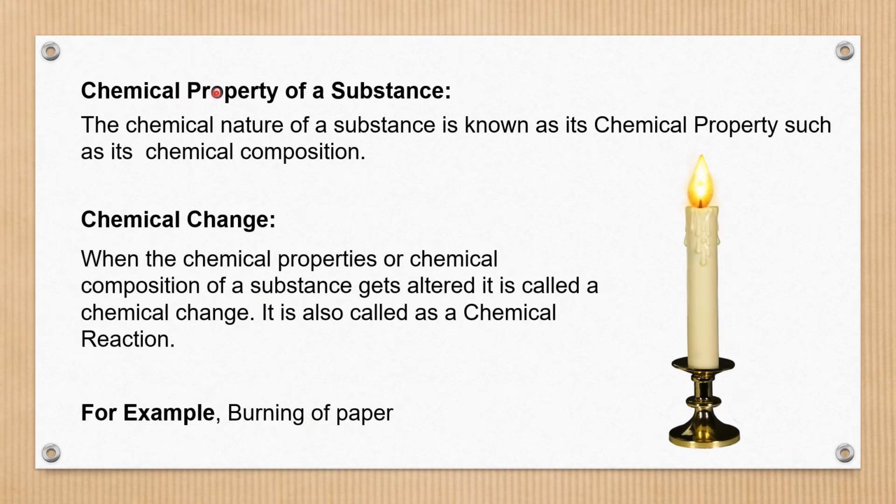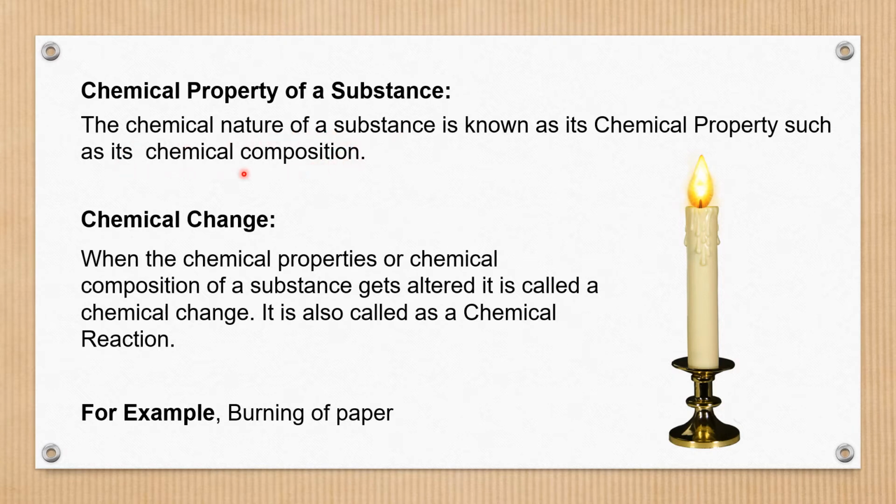Chemical property of a substance. The chemical nature of a substance is known as its chemical property, such as its chemical composition. So what is chemical property? The chemical nature of a substance is known as chemical property. An example is chemical composition, H2O.